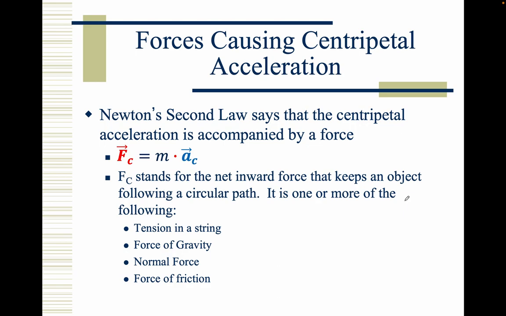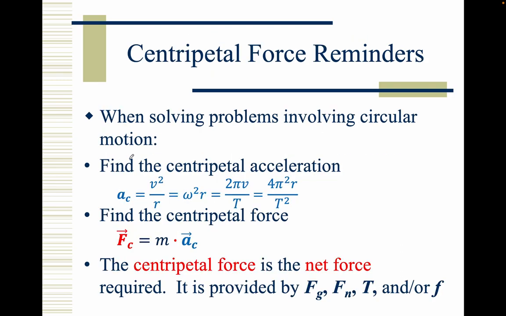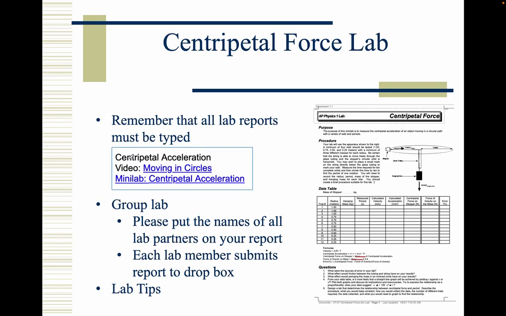And so, again, just a quick reminder, F sub c just stands for the net inward force that keeps an object moving, and it is provided by one or more of the following. How do you find it? Find the centripetal acceleration using one of our formulas, multiplied by the mass, gives you the centripetal force. And yeah, just a quick reminder about all these. You can look at it again. And then you get to our lab.